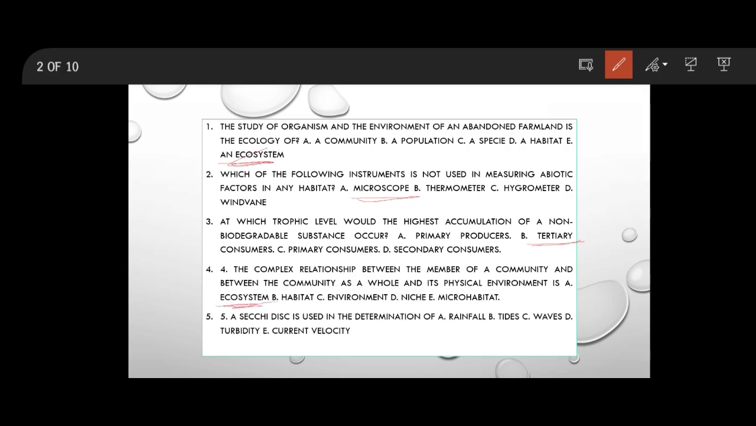A secchi disk is used in determination of dash. We have rainfall, tide, wave, turbidity, and current velocity. Rainfall is measured with a rain gauge. Tide is measured with a tide gauge. Wave is measured with a buoy or wave recorder. Turbidity is measured with the secchi disk. So our answer here is turbidity.